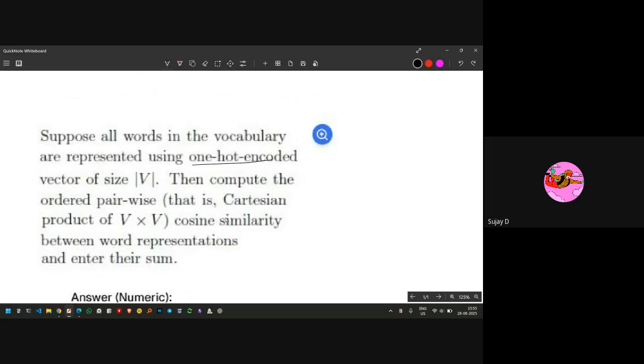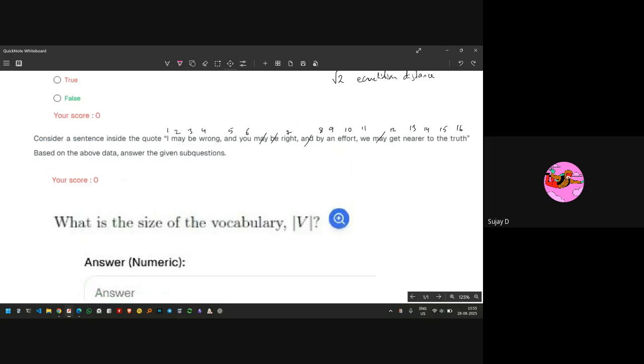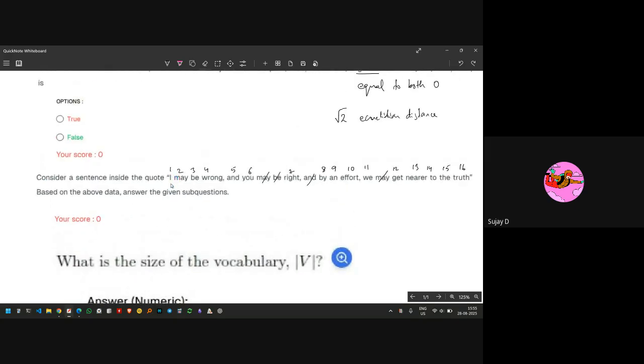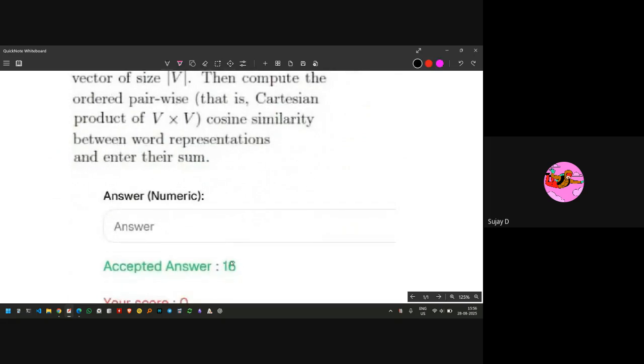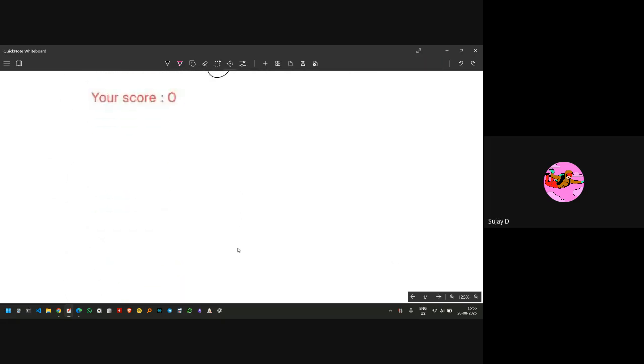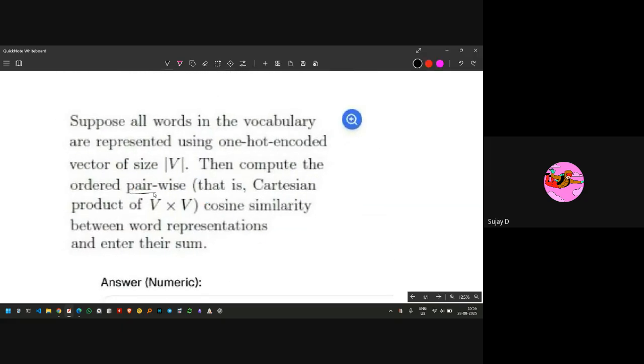Okay, how 16? Have you got any idea? Anyone? Think, it's a little easy only. Cosine similarity between I and I is 1, no? Yes. I and May is 0. So all diagonal entries will be 1 and off-diagonal entries will be zeros. That is the reason, that's why 16. They said all pairs, and a pair will include itself, right? Yes.